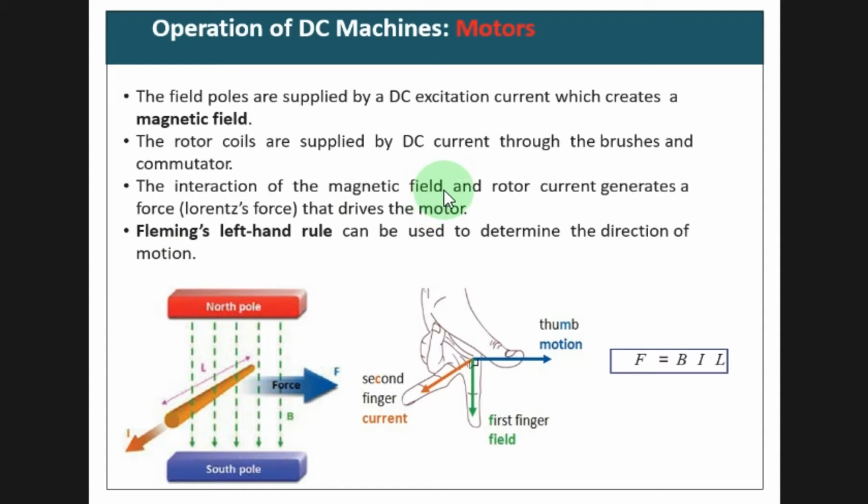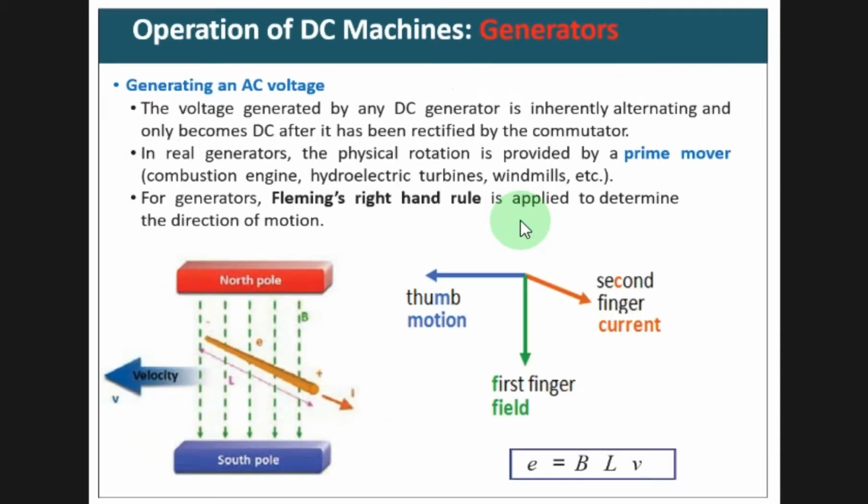And the magnitude of the force is proportionate to the magnetic field strength, the current through the conductor, and also the length of the conductor. So F equals BIL. So this is regarding motors. The other type of DC machine is called the generator. So in the generator, we have to rotate the rotor by using external force.